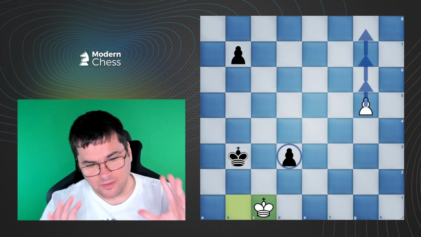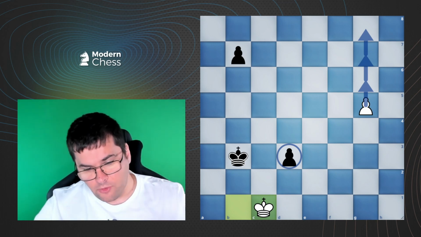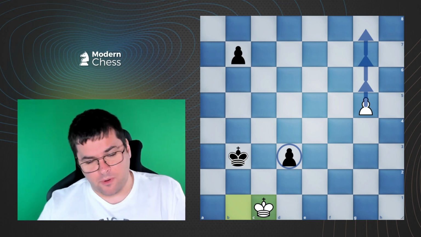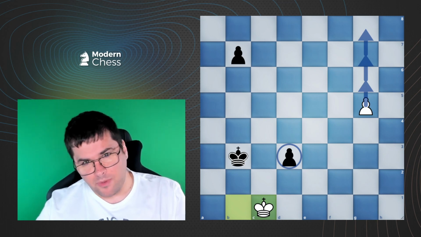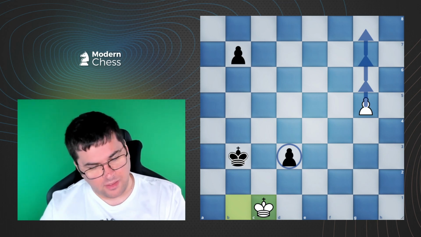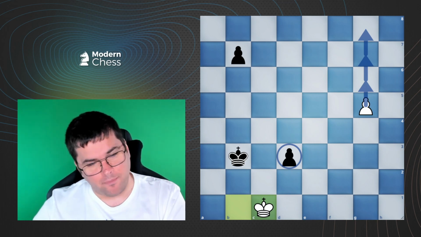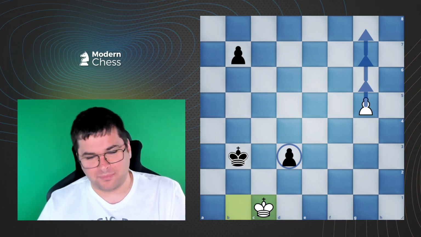Okay, this was the rule of the square of the passed pawn. One very simple rule, but it can be used in more complicated examples, as you have just seen.